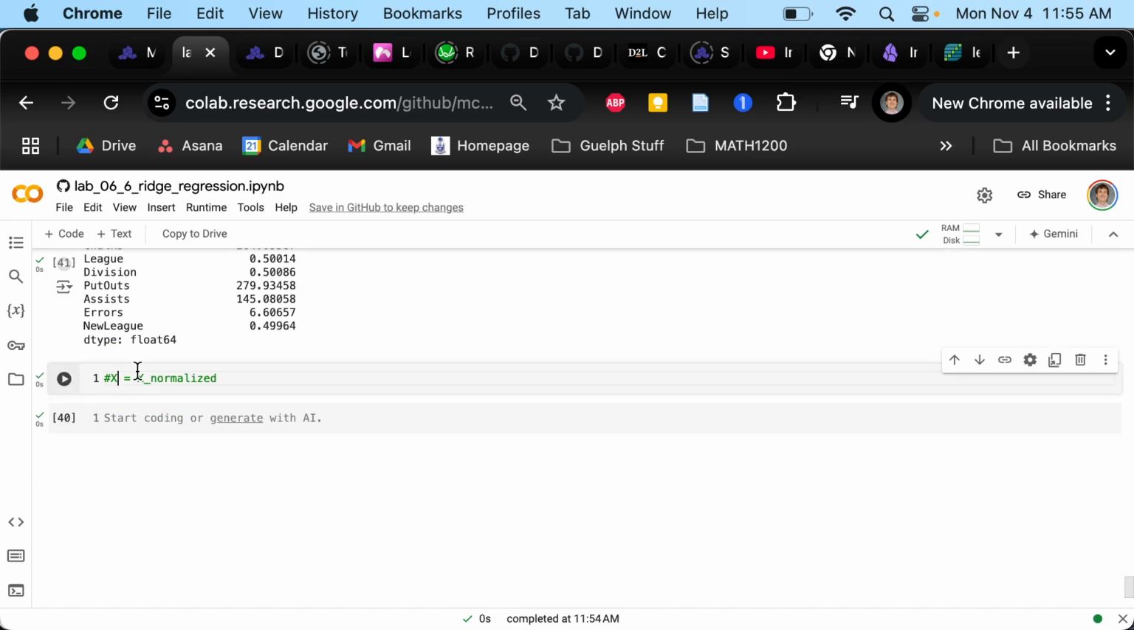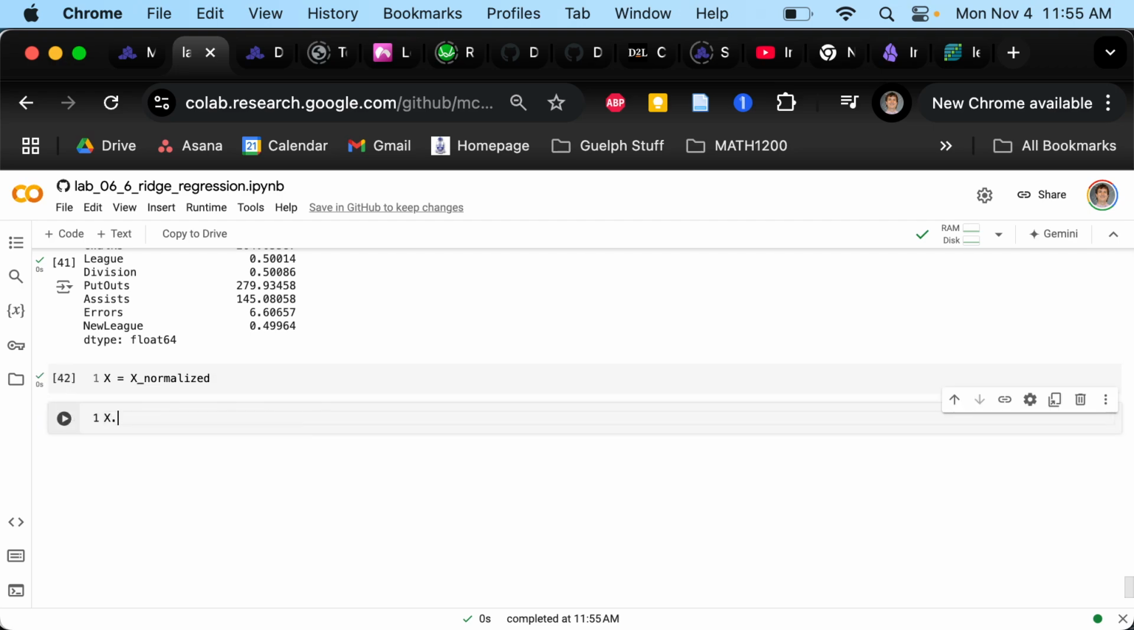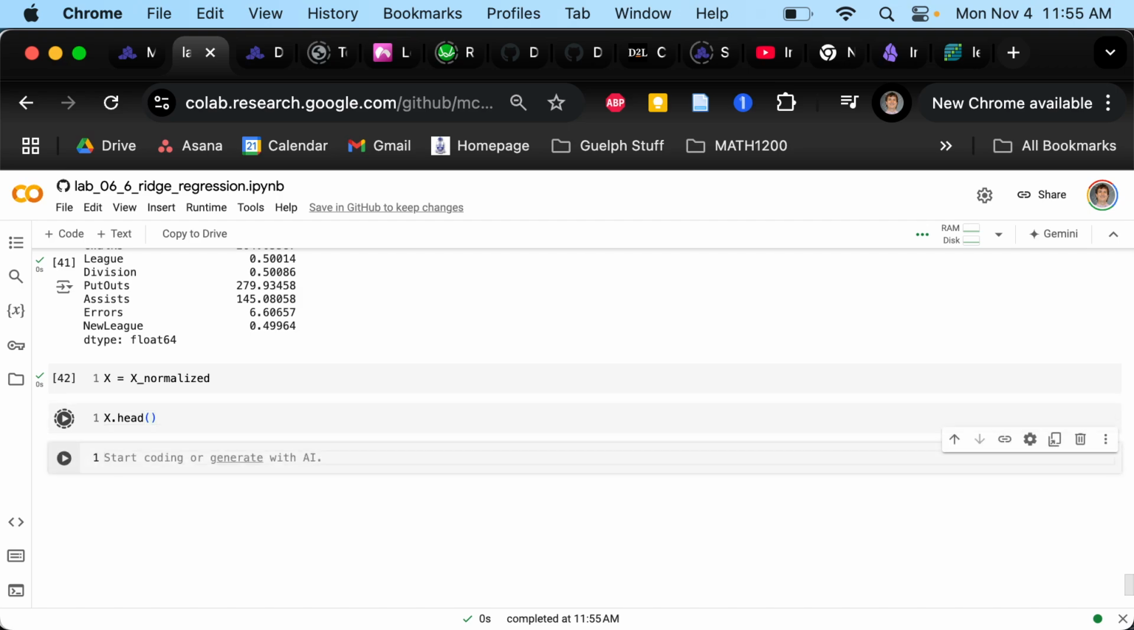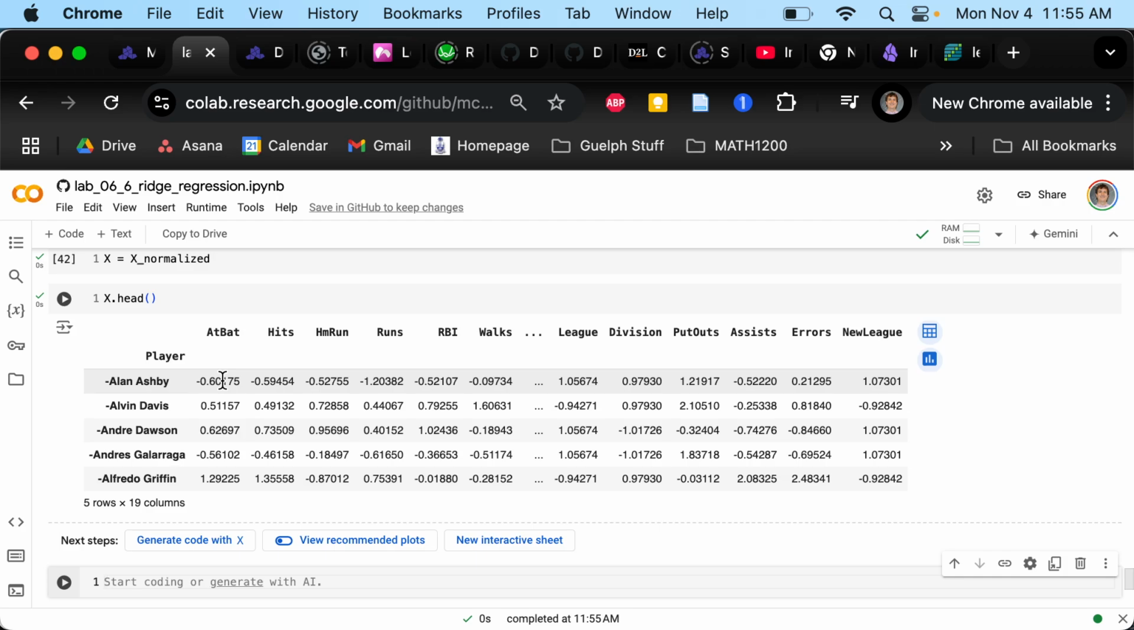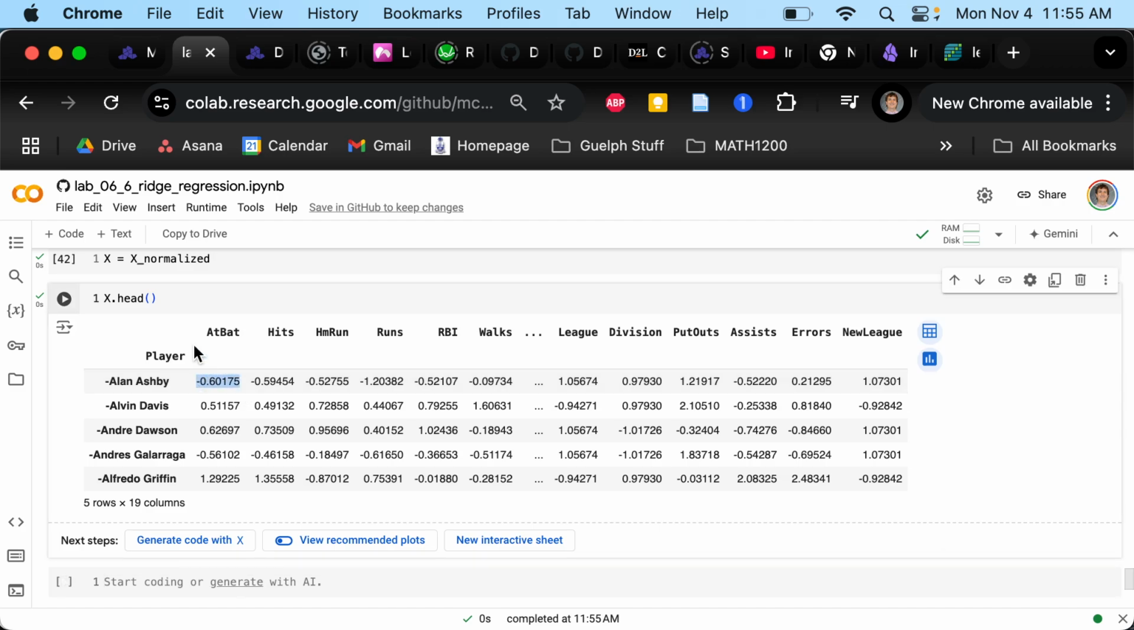And now I can make my data frame the normalized one. And let's do x.head. Let's look at the data now, if that's the right command. Okay, great. So now you see the at-bats. How could this person have gone at-bat negative 0.6 times? What does that mean? It means, compared to the whole population of all these players, he is 0.6 standard deviations below the average. If that's at 0, then he's an exactly average player. He got exactly the average number of at-bats. The units are in standard deviations because we divided by the standard deviation. So 1 represents 1 standard deviation.